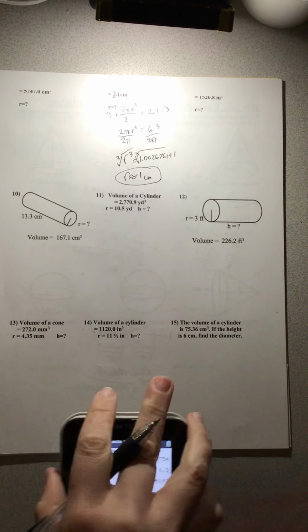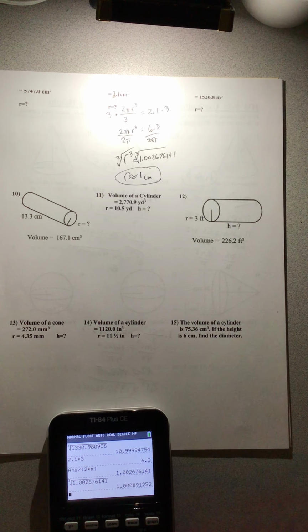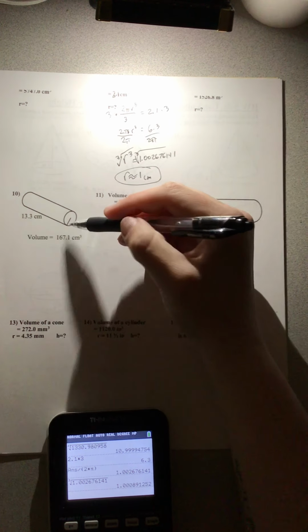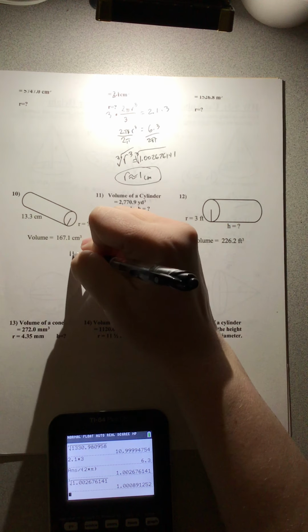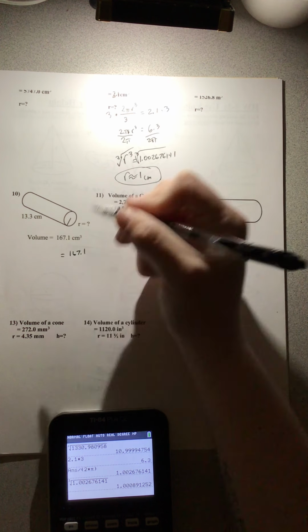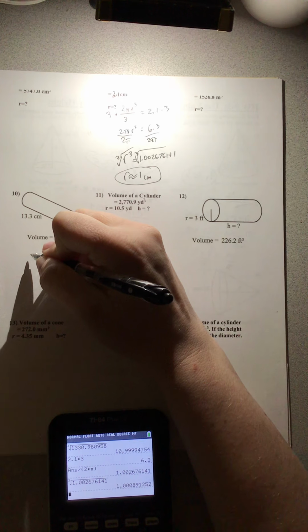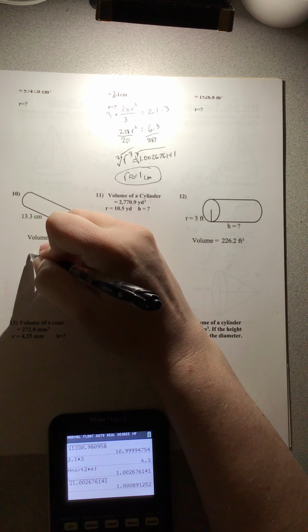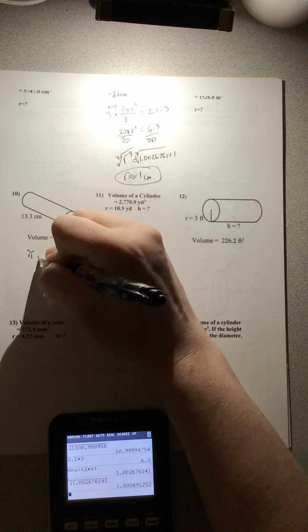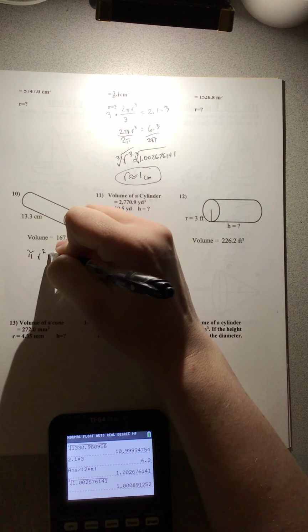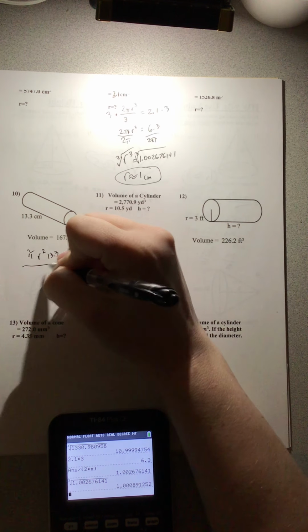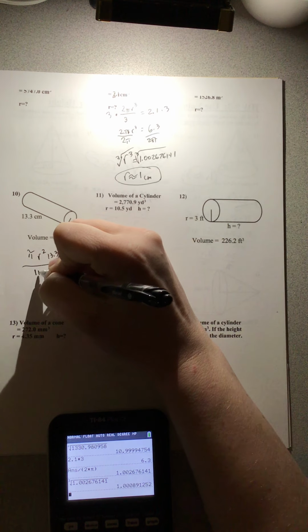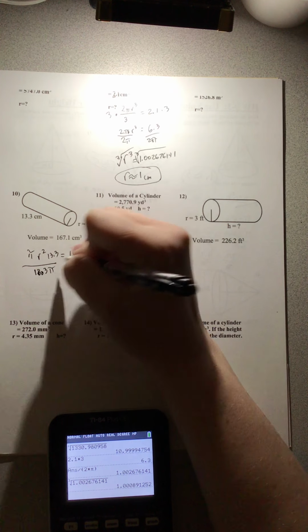That's funny. Okay. Cylinder. We're going to reverse engineer the cylinder. The cylinder is relatively easy. Let's reverse engineer this one. 167.1 equals, we're not given our radius, so it's pi times radius squared times 13.3. So divide both sides by 13.3.